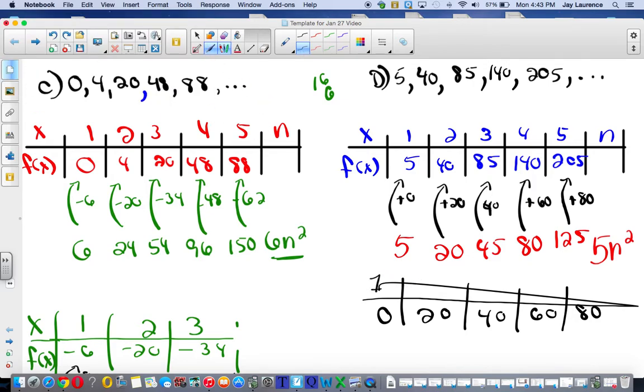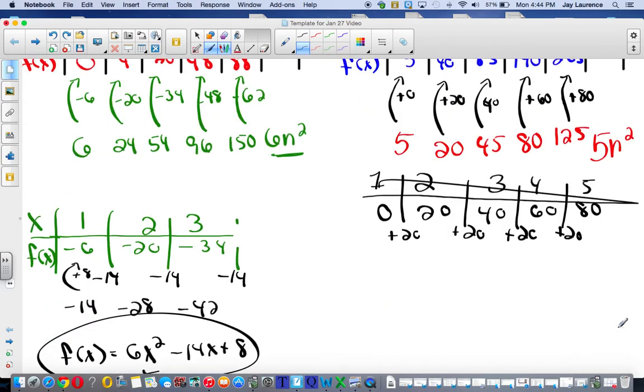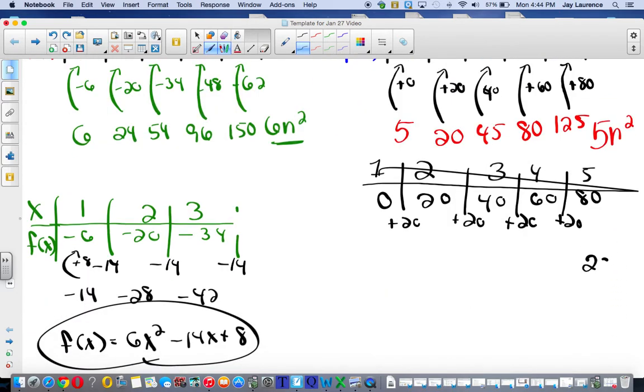Okay, so it's going to be 1, and 2, and 3, and 4, and 5. And it looks like they're all plus 20. Right? So that means it's going to be 20n. But 20 times 1 is 20, not 0. 20 times 2 is 40, not 20. 60, not 40. 80. Looks like I have to subtract 20 from it.